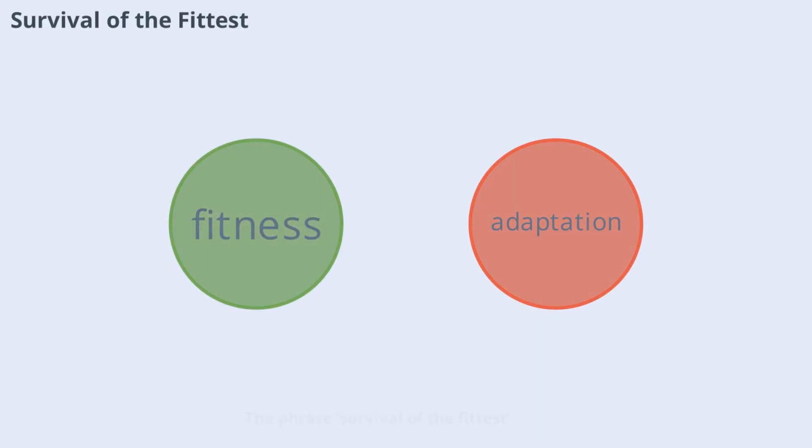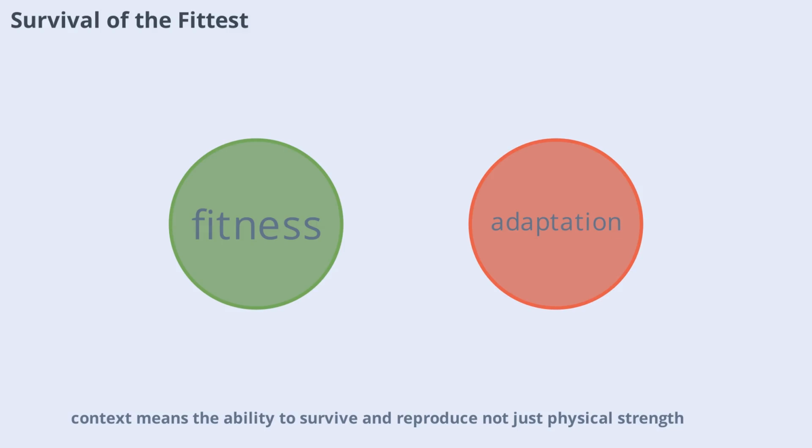The phrase survival of the fittest is often used to describe natural selection. However, it's important to understand that fitness in this context means the ability to survive and reproduce, not just physical strength. Sometimes being small or camouflaged is more advantageous than being big and strong. The key is how well an individual's traits match its environment, allowing it to leave more offspring.